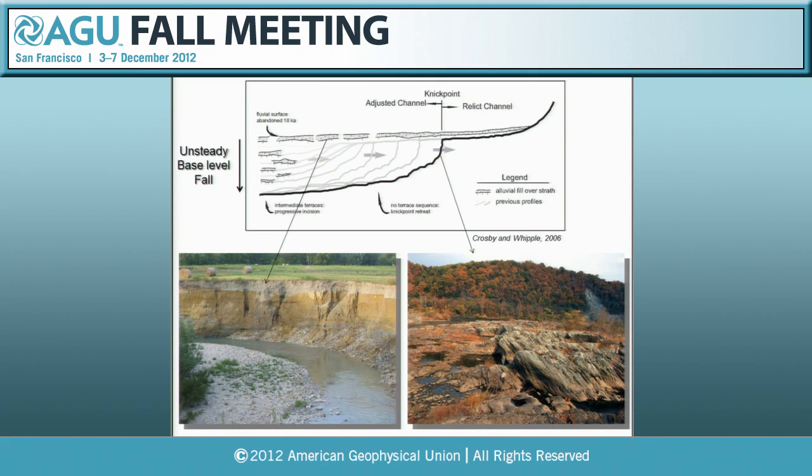Now, in case of some far-field perturbation, in this case a base-level fall, a perturbation propagates through the network. This perturbation is typically an increase in steepness, and the result is the migration of a wave of erosion that moves upstream in the river network, leaving behind terrace deposits, and in this locus of erosion, something that we call a nick point, usually characterized by incision in the bedrock.